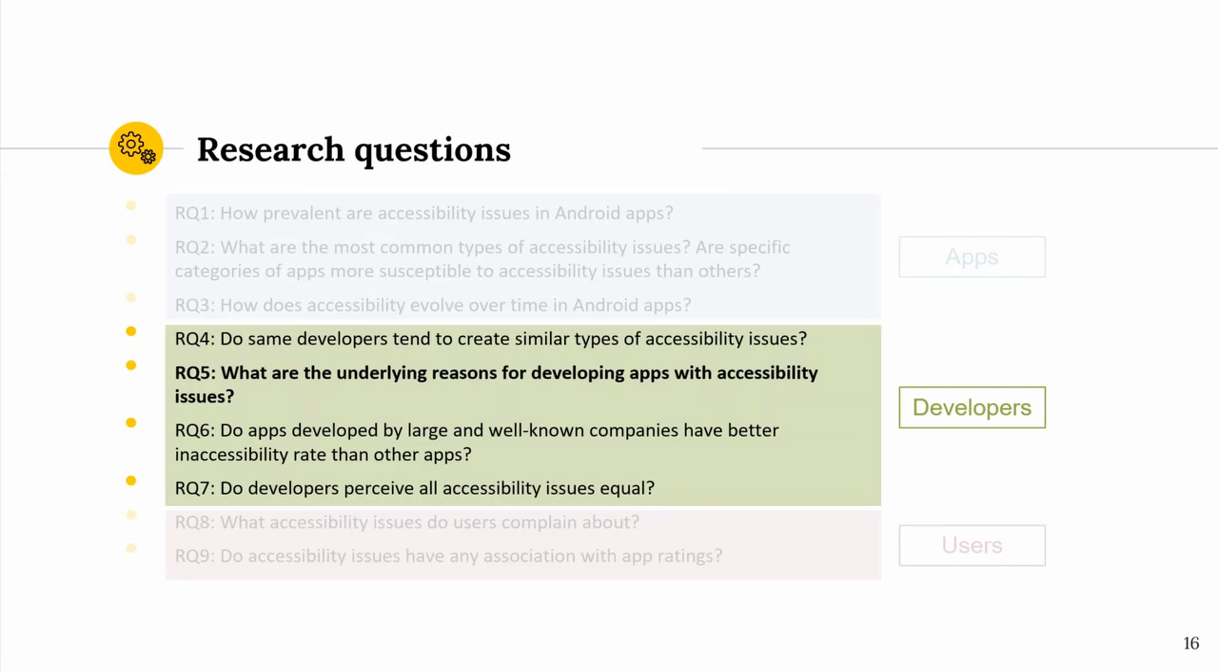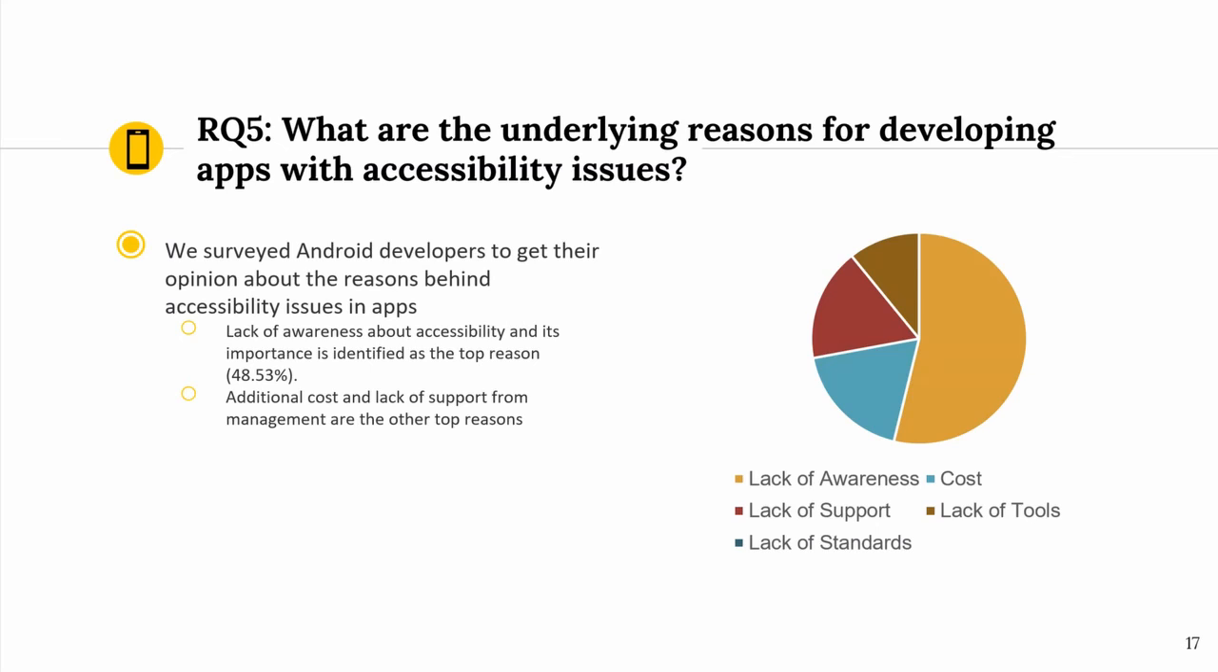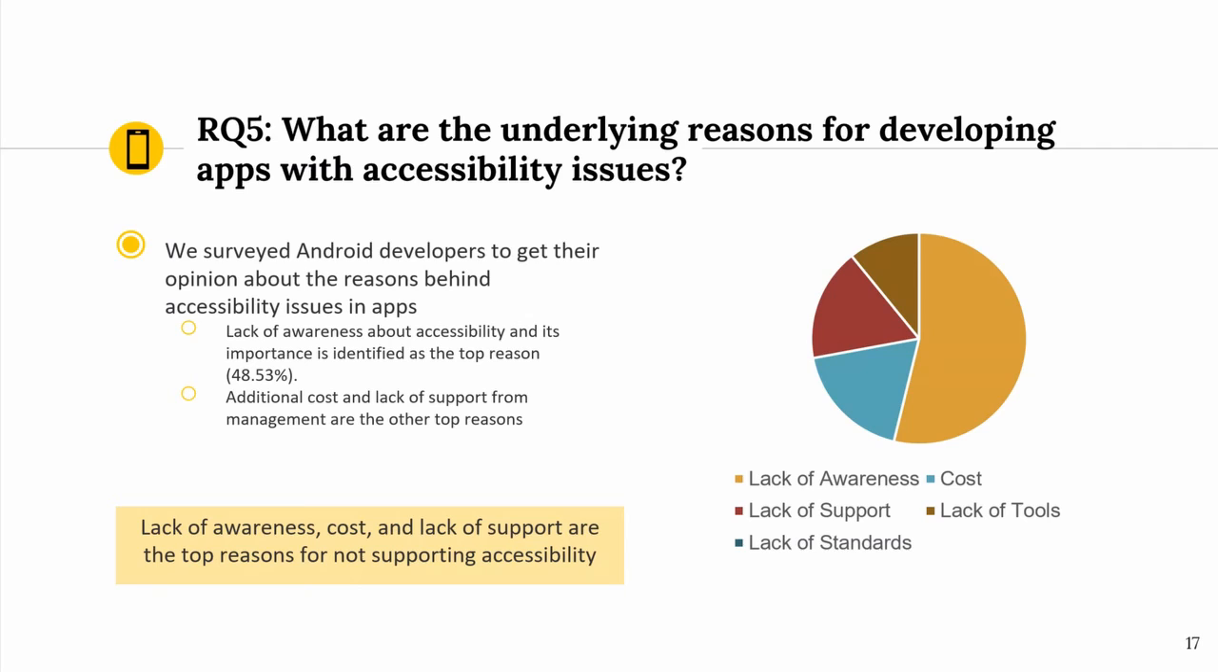Now, for the second perspective, which is the developers, we wanted to get a better understanding of why developers create apps with or without accessibility issues. And this question was based on the developer survey that we sent. And as you can see from the chart, the top reason for developers creating apps with accessibility issues is lack of awareness. And this includes not knowing what accessibility means in general or how to apply it.